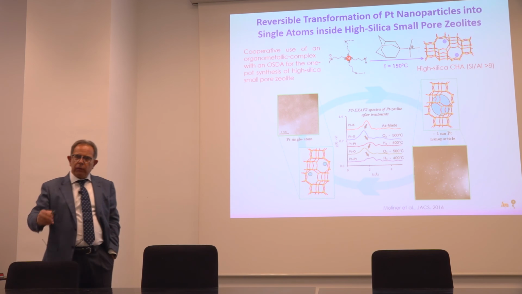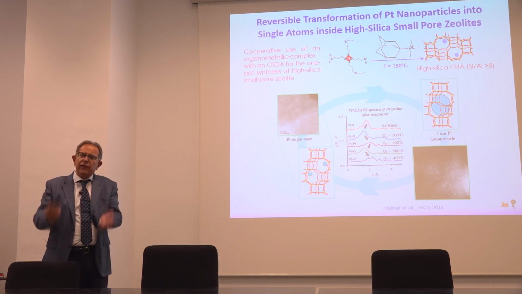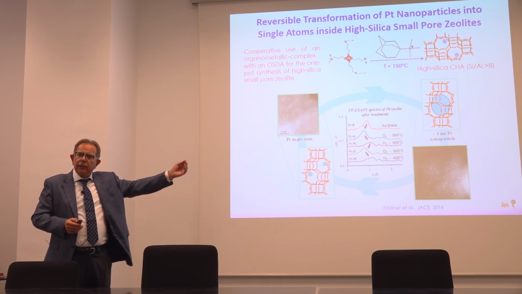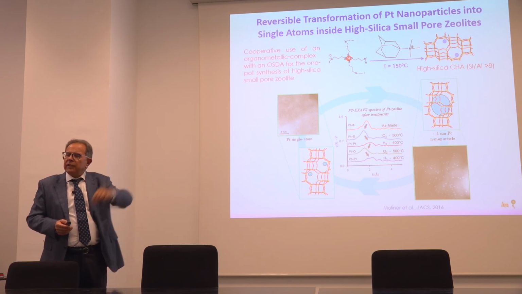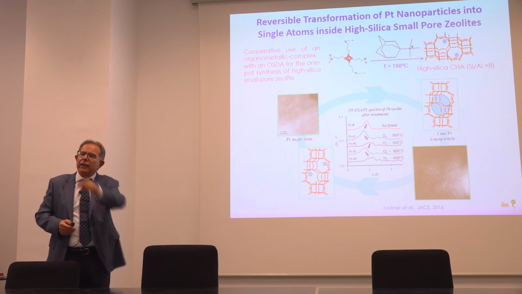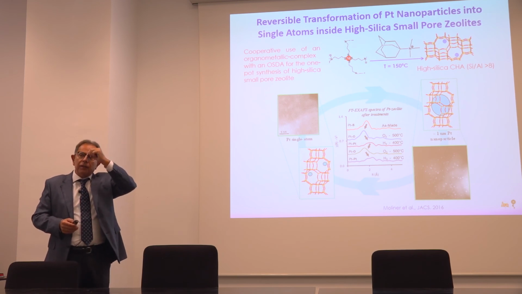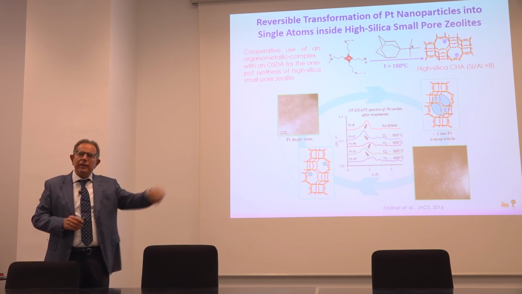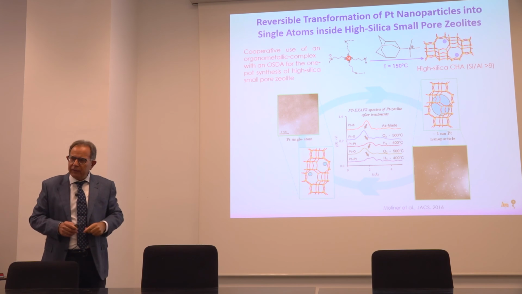Then when we go and we reduce, they start to agglomerate, and they form clusters, and finally nanoparticles, the same that our colleagues saw before, around 1.5 nanometers. What is interesting is that if now we calcine again in the presence of oxygen at high temperature, we break down those small nanoparticles and we make again single atoms, and can go through different cycles.